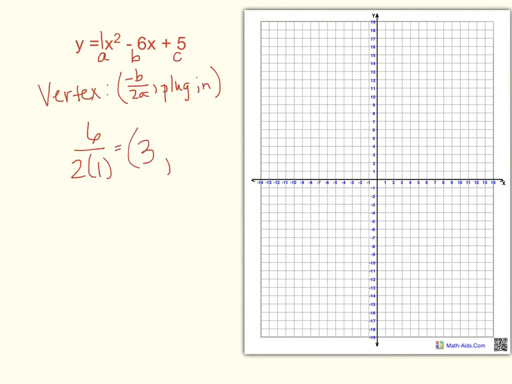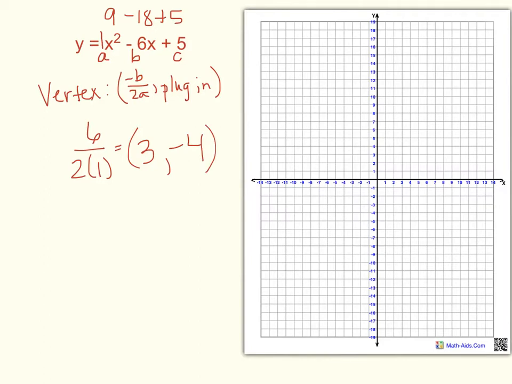Now I'm going to take that x-coordinate of my vertex, and I'm physically going to plug it back into this problem up here to get my y-coordinate of the vertex. So instead of x squared, it'd be 3 squared, which is 9, minus 6 times 3, which is 18, plus 5, giving me a -4, making my vertex 3, -4.